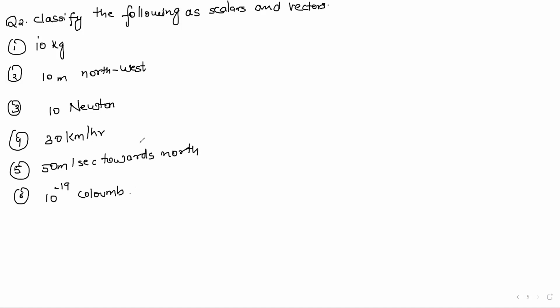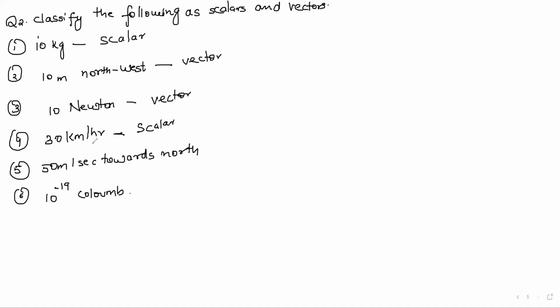Okay, tell me one by one. First one, 10 kg. Is this scalar or vector? Scalar. Very good. Second one, is this scalar or vector? Vector. Very good. Third one, 10 Newton. Vector. Very good. Fourth one, 30 kilometer per hour. This is what? Scalar. Very good, this is scalar.